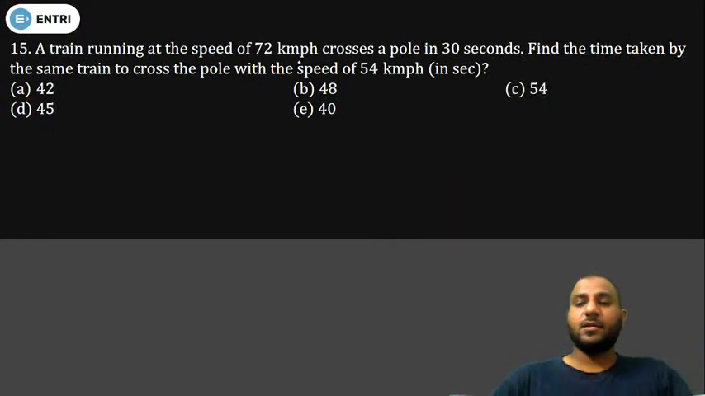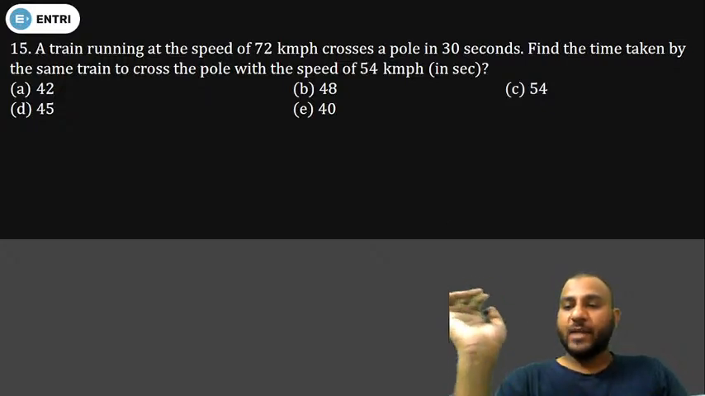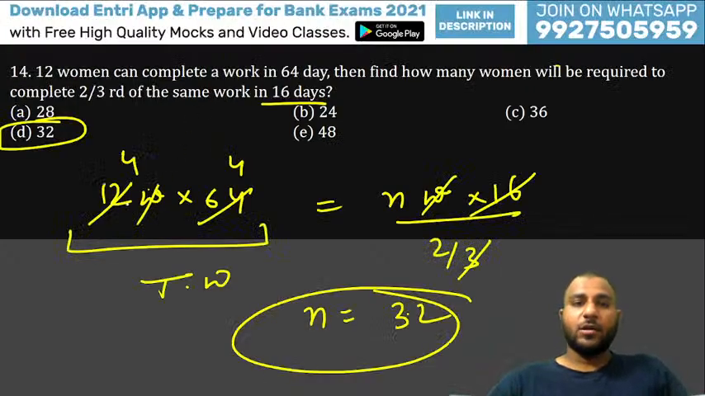Next, so guys, come on quickly, are you getting the concept? Look, 12 women do the 100% work in 64 days, while they want you to find how many women do 2/3 of the work in 16 days, which means n women. So women will be eliminated. Yes, very good, very good.